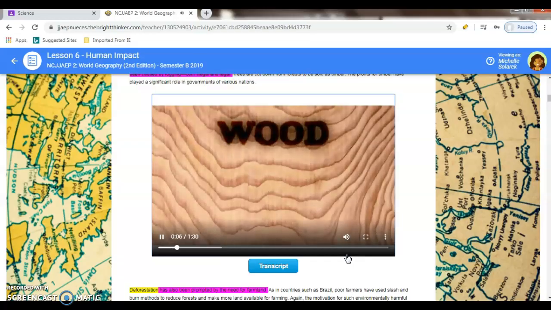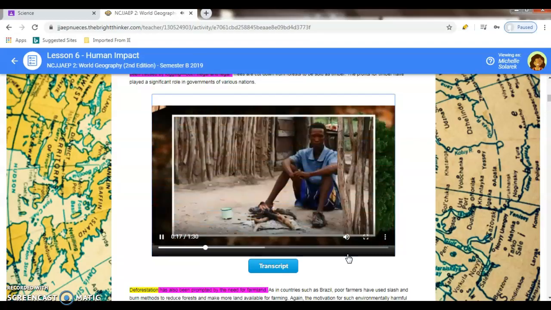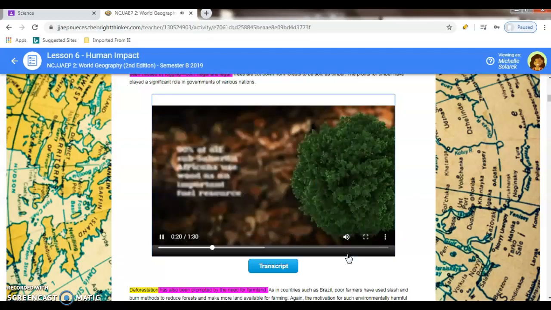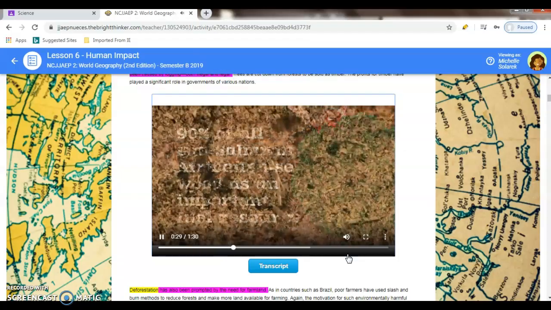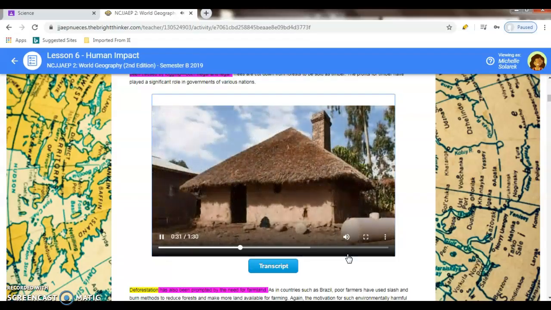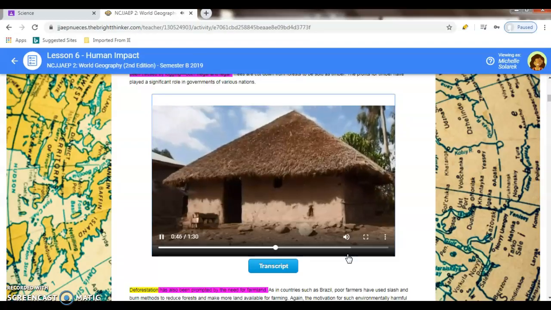Wood may seem like a common, everyday thing to you. Houses, picture frames, log cabins, even children's toys are made out of wood. But for sub-Saharan Africans, wood is essential for everyday living. 90% of all sub-Saharan Africans use wood as an important fuel resource. Most of their homes are not equipped with electricity. Most homes do not have access to natural gas. Even coal is often in short supply. For this people group, heating and cooking must be fueled with wood.